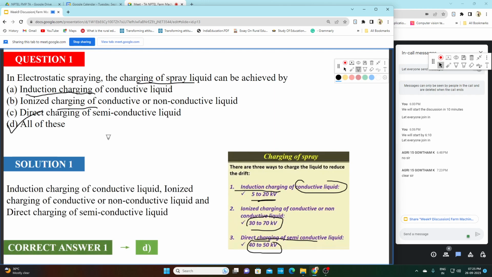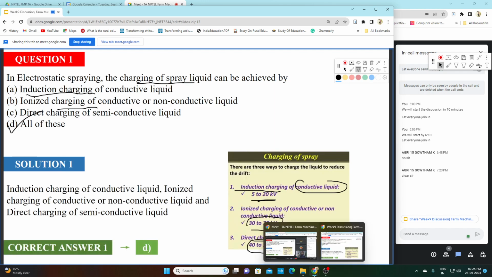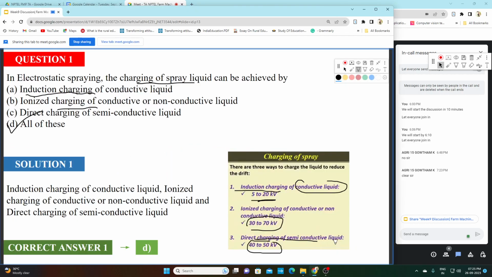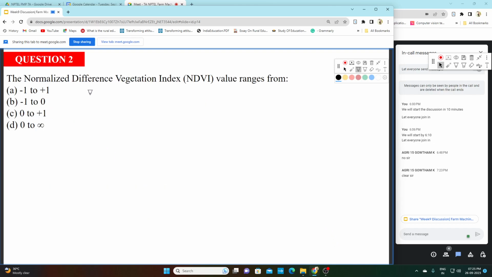Okay, so any doubt in this? Any doubt in this question? Okay, so let me move to the next question. The normalized difference vegetation index NDVI value ranges from A is -1 to +1, B is -1 to 0, C is 0 to +1, and D is 0 to infinity.